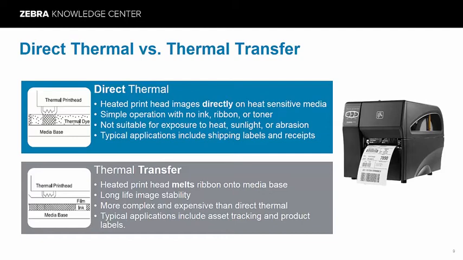With thermal transfer, a heated printhead melts a ribbon onto the media. The image is then transferred to the media. Thermal transfer tends to produce longer image life, however, it's more complex and expensive than direct thermal. An easy way to remember the difference is that direct thermal prints directly on the media. Thermal transfer melts or transfers the image onto the media.